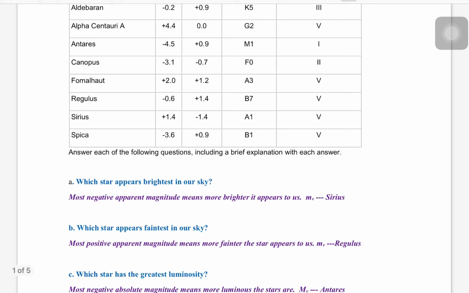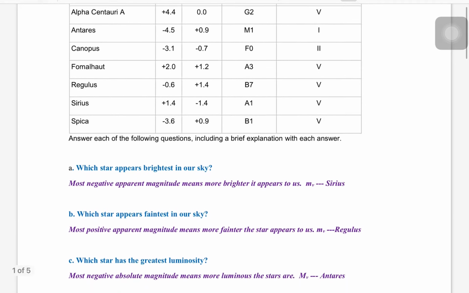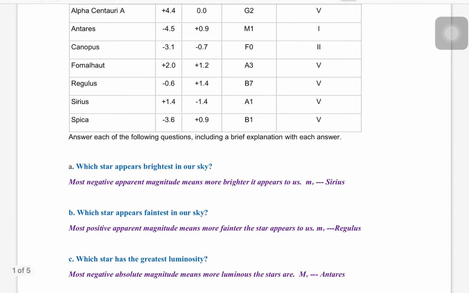Okay, the second question, which star appears faintest? Again, appears means you have to look for the apparent magnitude in our sky. To look for the faintest, you have to look for the most positive apparent magnitude number. Most faint means more positive. The most positive is Regulus. So this has the most positive number, which means it appears the faintest in the sky.